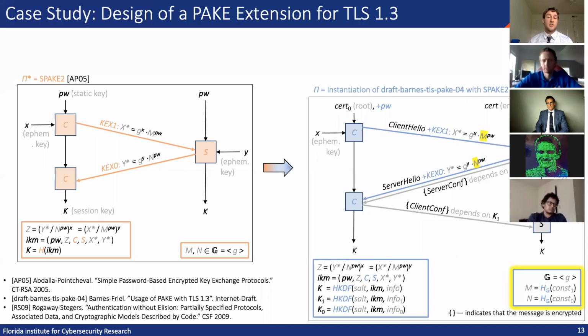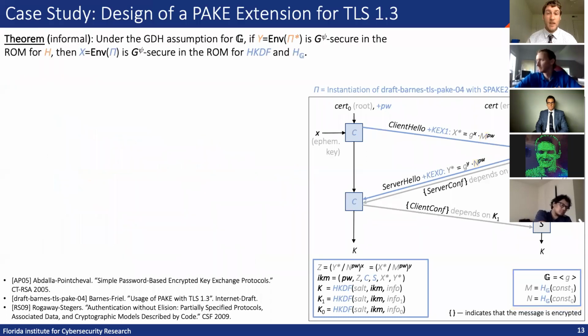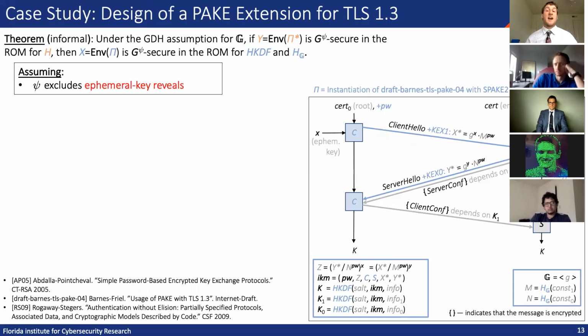Now, as a result of these changes to key derivation, the public parameters, and not to mention all of the details of TLS, the security of this extension doesn't follow immediately from the security of SPAKE2 itself, since these are very much different protocols. However, what we can do is the following. We can prove that if SPAKE2 is secure in the random oracle model, then the TLS extension meets the same security goal in the random oracle model for HKDF and the hash to group function. And this is true regardless of the intended security goal, as long as it can be expressed as a game in our experiment. We'll only need to assume that the adversary doesn't reveal ephemeral keys, since this would lead to an attack against SPAKE2.